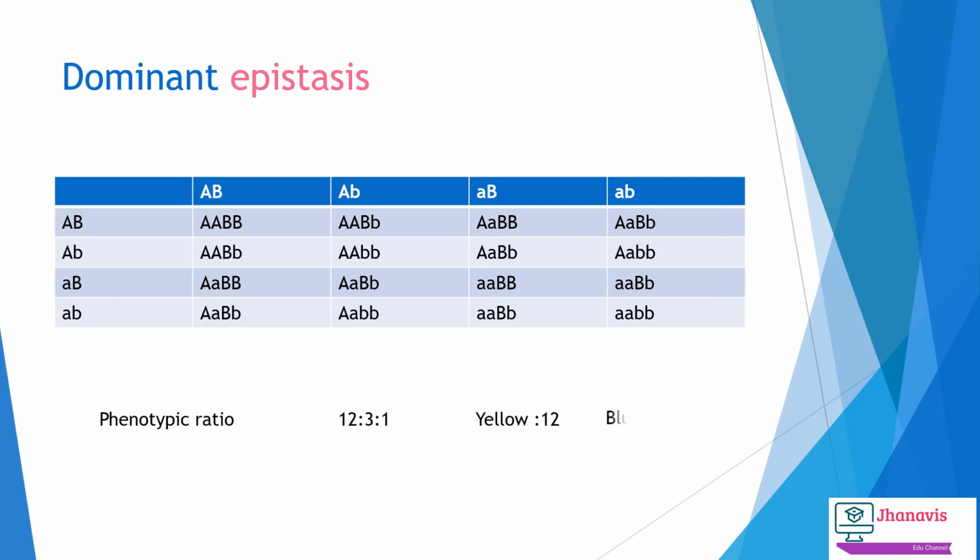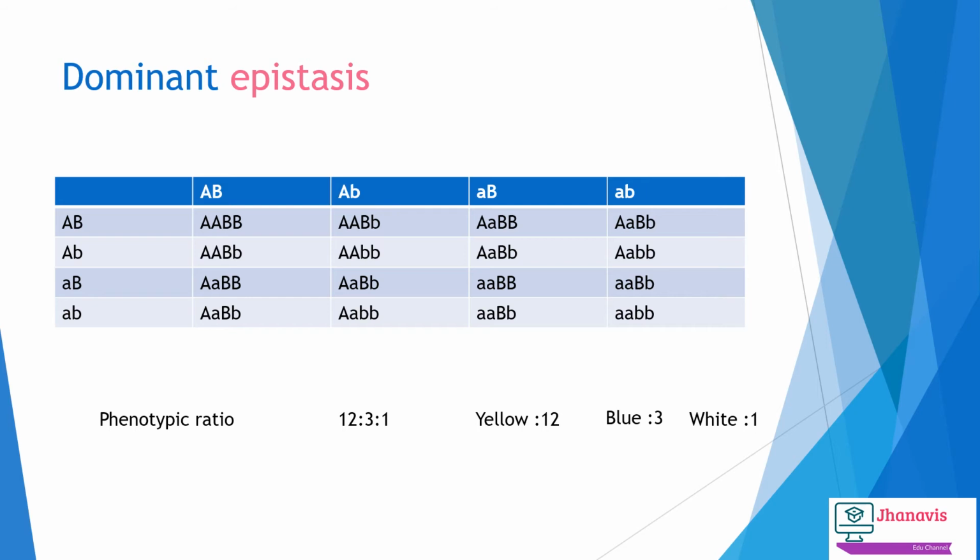That means 12 stands for yellow color characteristic, whereas 3 stands for blue color and 1 stands for white color. So when you think how we will get 12 colored flowers, the explanation is here. Whatever the allele form it may be, if we get one capital letter A and the other three may be whatever it may be, either a small a or capital B, or small a, small b, but if one of the letters is capital A, then it always codes for a yellow color.